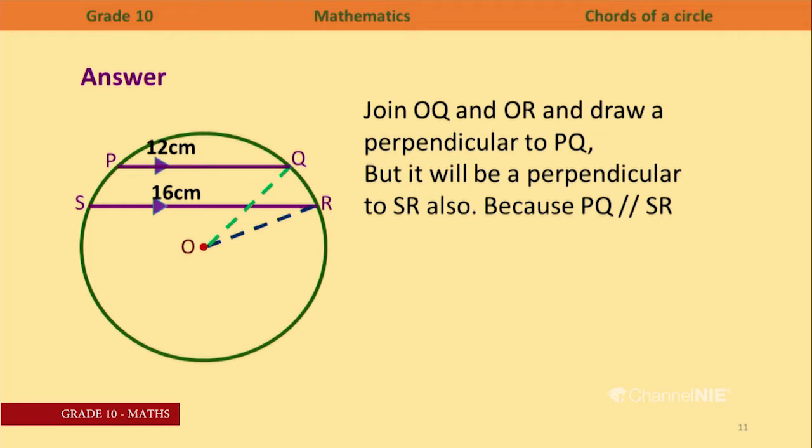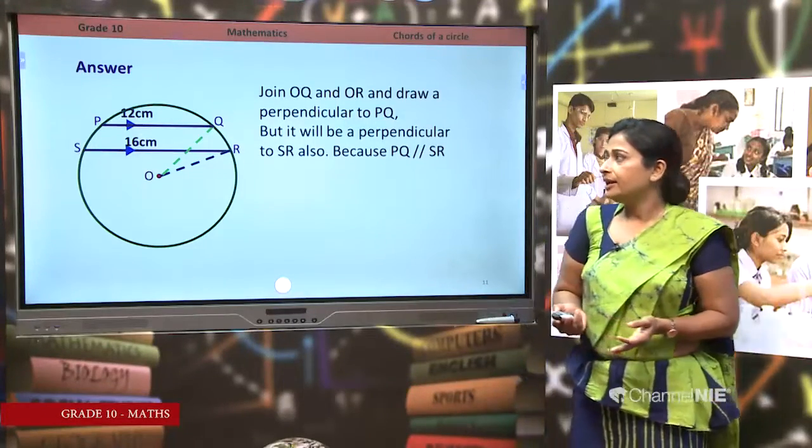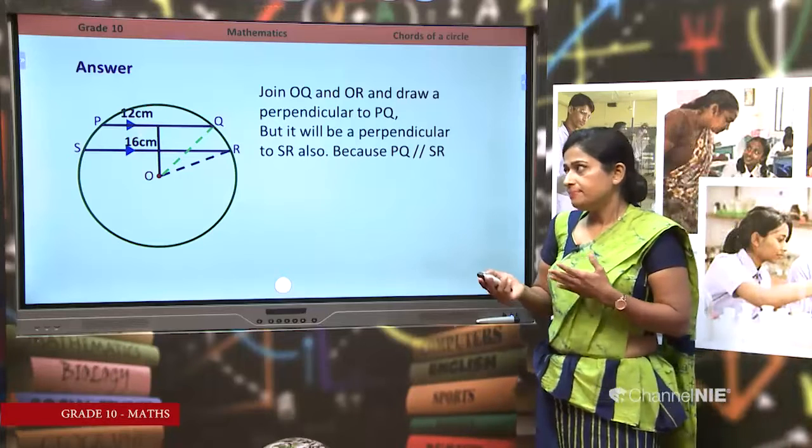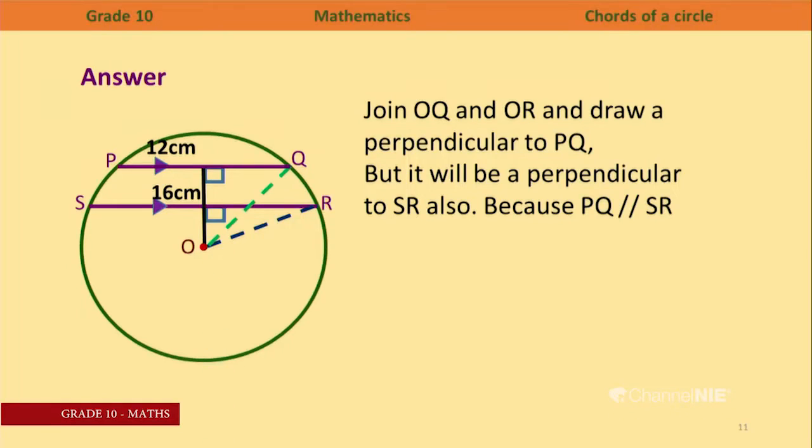What's the construction? Drawing a perpendicular to PQ. Here no need to use the compass to construct that. Just draw a line and mark it as perpendicular by putting the right angle here. So, that is the perpendicular. To show that we can put the right angles like this.